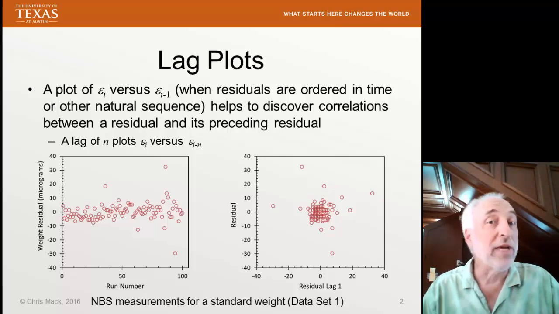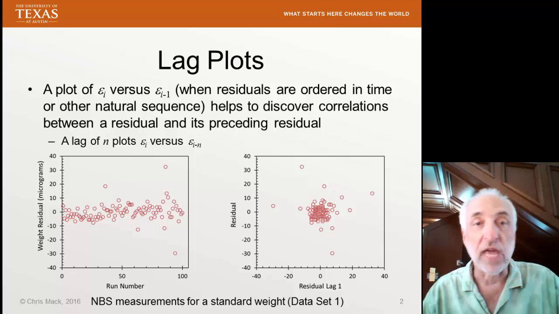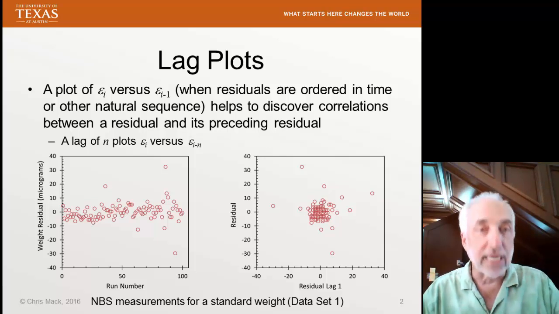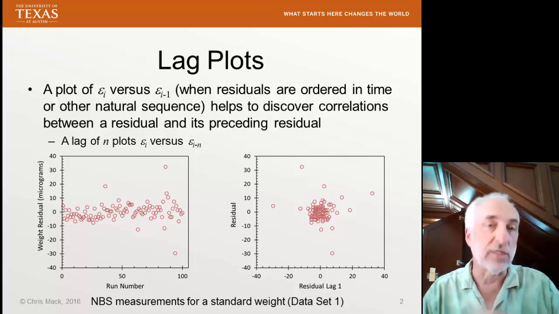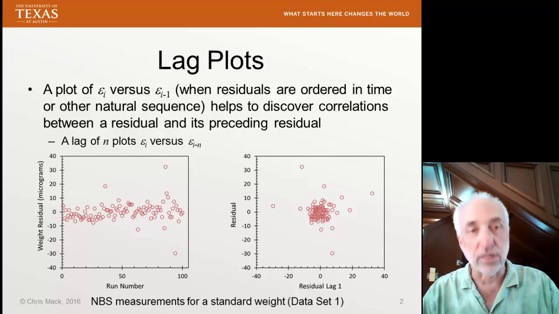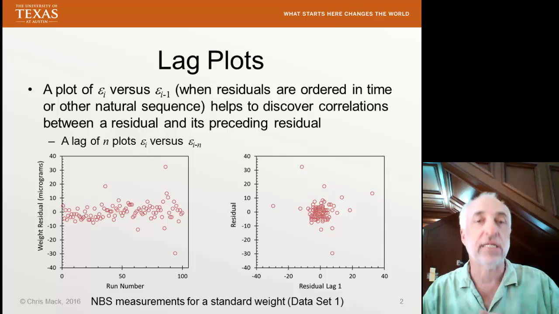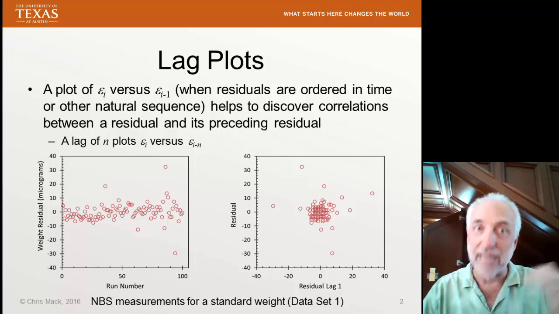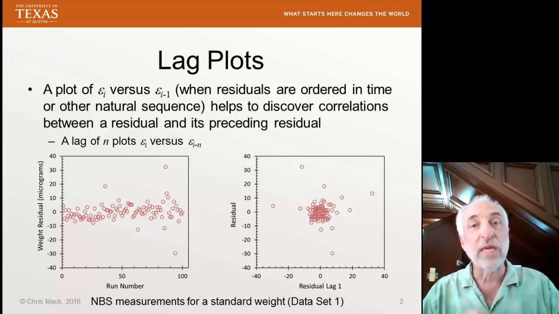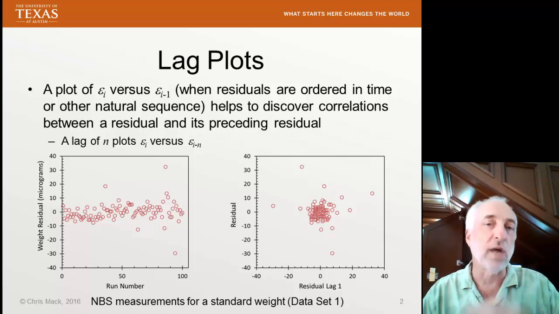We saw last time that one way of detecting such behavior is with a lag plot. If we have data which was collected in a time sequence and we've kept track of when the data was collected in that sequence, we can plot the ith residual compared to the i-1 residual. That is the previously collected residual. So we order them up in sequence, whatever that natural sequence is, usually time. And then we can plot the residual versus the previous residual in that list. That would be for a lag of 1. We can plot for a lag of 2 or a lag of 3 or anything else.